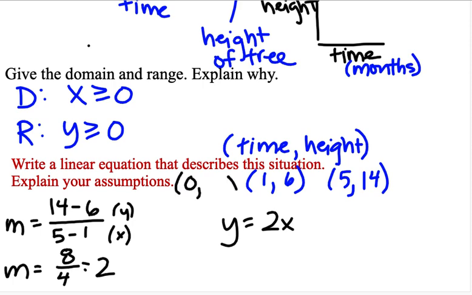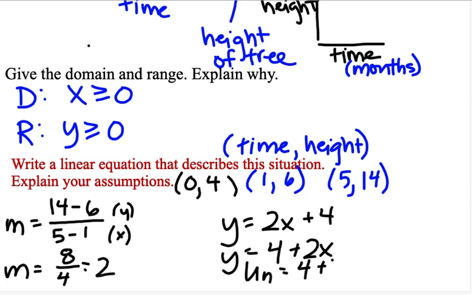I need to know what's the height when I'm at 0. Well, if my slope is 2, looks like if at 1 month it's at 6, 0 months it's going to be at 4 because I would add 2 each time. So I'm going to do y equals 2x plus 4. The textbook would call it y equals 4 plus 2x. If it asked for an explicit formula, it'd be u sub n equals 4 plus 2n, but it didn't ask for that. It just asked for a linear equation, so I'm going to stick with this one right here.